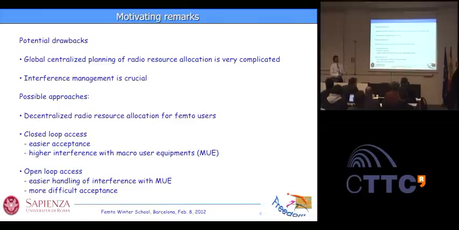Then the second point, this is well known, interference management is a very critical issue in femtocell networks. So of course we have to tackle these two problems. First of all, we need to study decentralized mechanisms to allocate resources, to avoid the congestion, the huge signaling that we might have if we use a centralized approach.